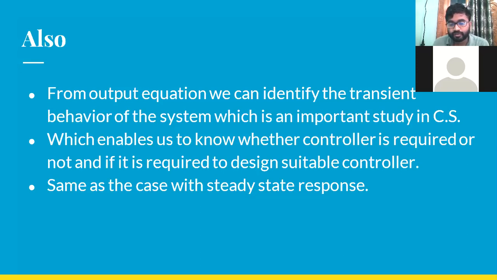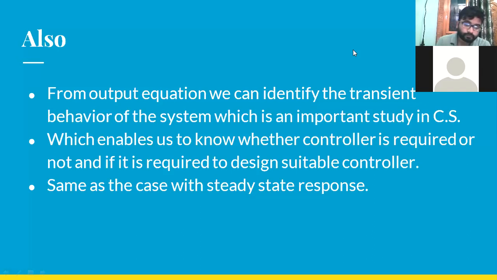I told you already the output should follow the input. But this process does not happen immediately. The output starts following the input after a certain time. This time is mostly a fraction of a second, not even a second. For a good control system, this time is a fraction of a second, like 0.8 seconds, 0.2 seconds, 0.3 seconds. So this particular time period, whatever response is exhibited by the system, is called the transient response.